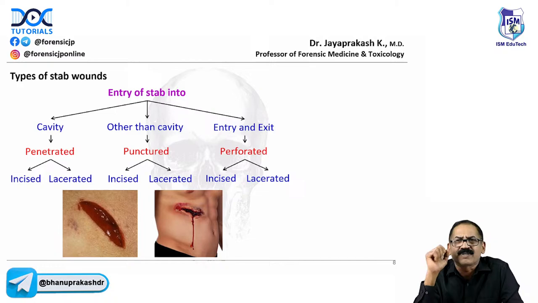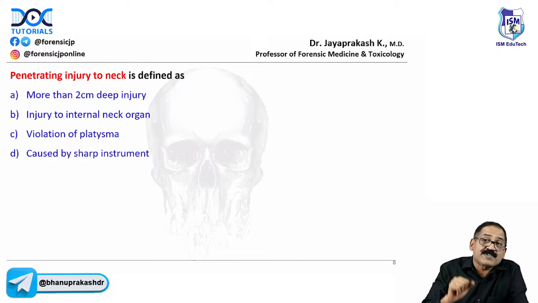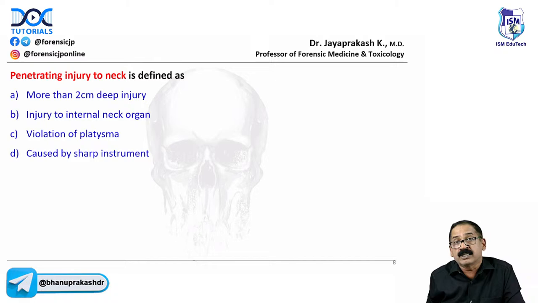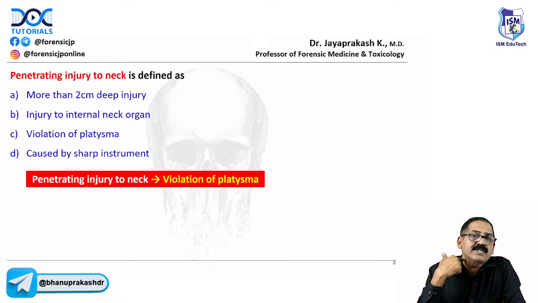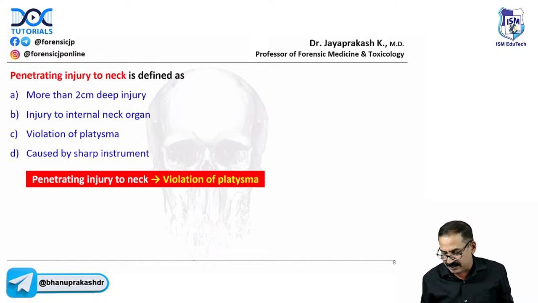Now, the only exception is penetrating injury to the neck. If platysma is transected, then they use the word penetrating injury to the neck. Only one exception other than the body cavity. There is no cavity in the neck, but if platysma is transected, we use the term penetrating injury to the neck.